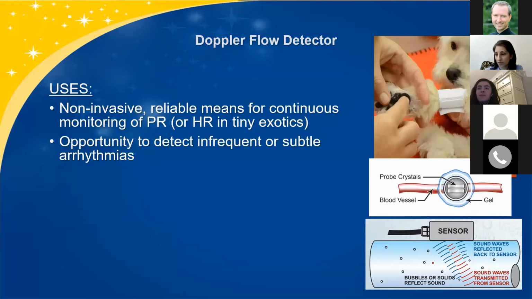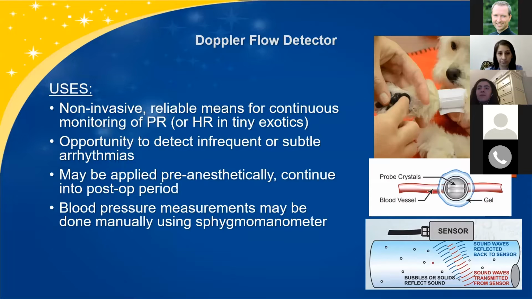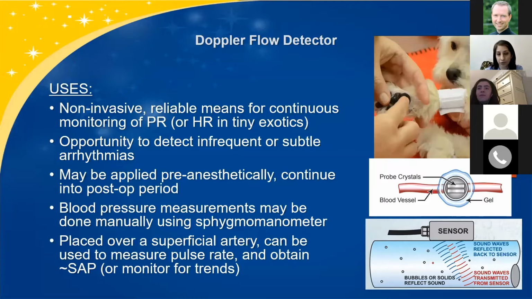So it is something that can be applied pre-anesthetically, and it can also travel with the animal through the perioperative period. You can use it through to the recovery period. And it gives you this continuity of measurement, so that you have the same method of measurement going with that same animal throughout its anesthetic period. You can use it to check blood pressure intermittently by using a sphygmomanometer. And when it's placed peripherally, you can use it to provide a relative indication of blood pressure, which is something we'll discuss in the next few slides, which you can use for trends.